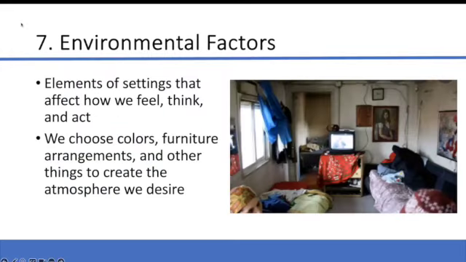Okay. Then you have environmental factors. And so the way we set up an environment is an expression of how we feel, how we think, our identities, how much we have in the way of resources, how much money we have, what kind of materials we have. All these kinds of things go into how we arrange our spaces. And different organizations arrange their space differently to give off different feelings.